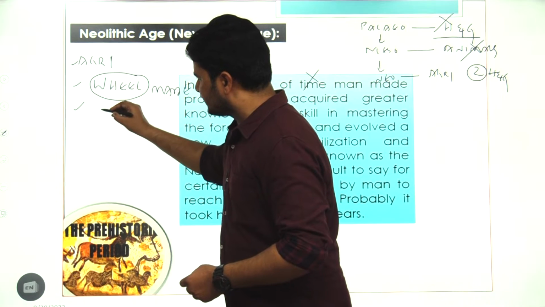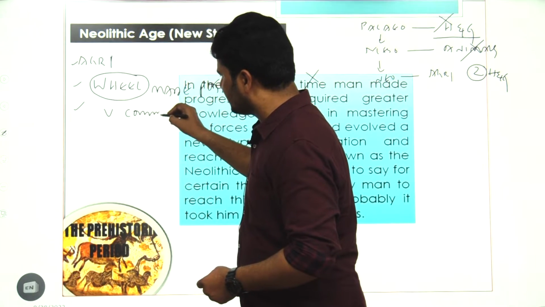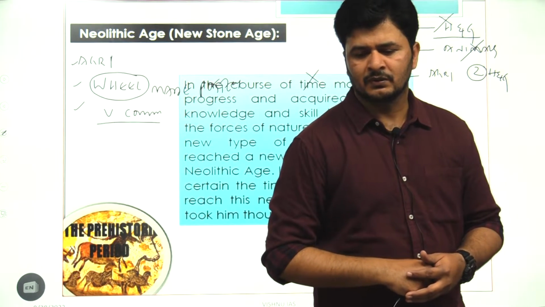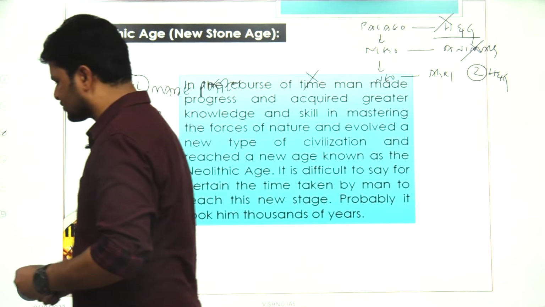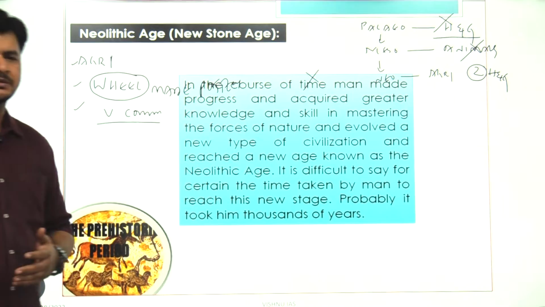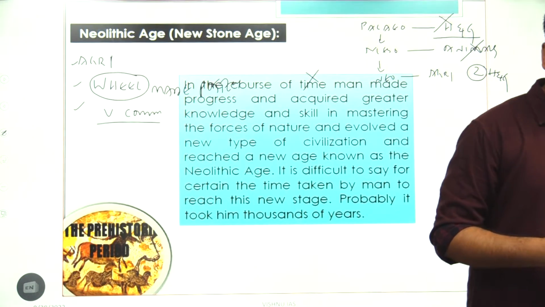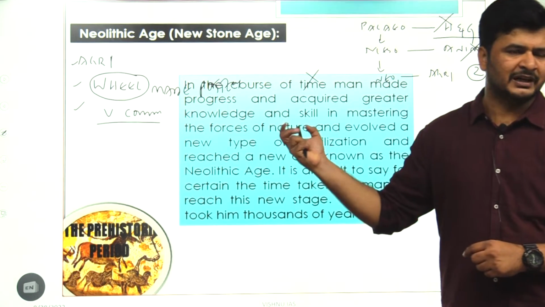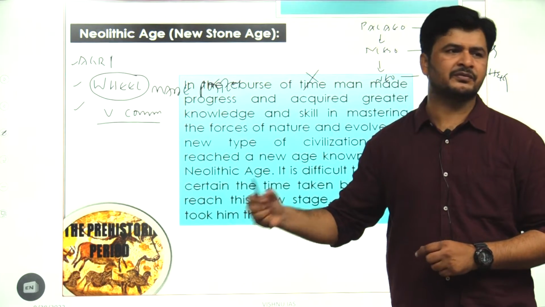One more feature, that is emergence of village communities. What kind of village communities? Full village communities, you call them. Emergence of village communities. Thanks to the agriculture, which forced people to settle at one place. The credit goes to agriculture, please. When I say emergence of village communities, the credit goes to agriculture. Agriculture always gives settled life.